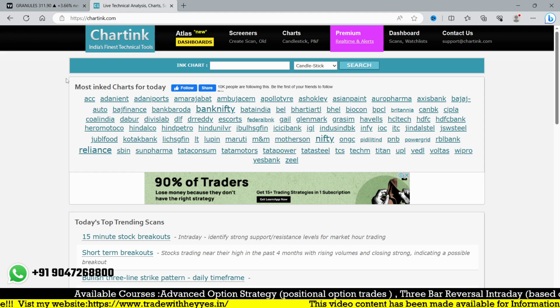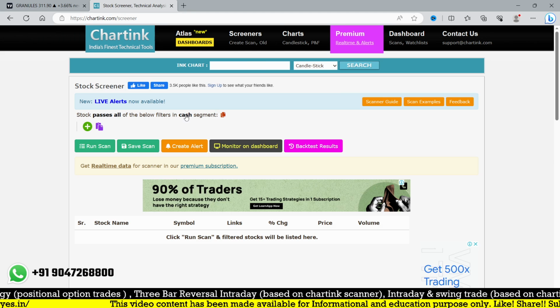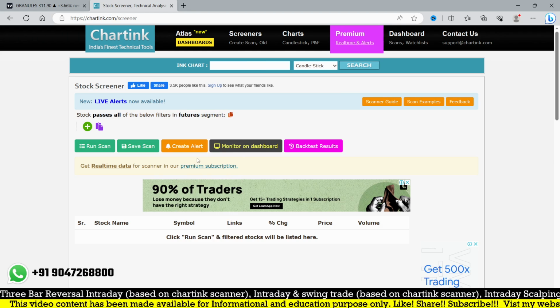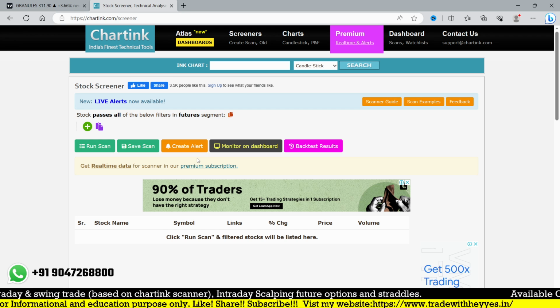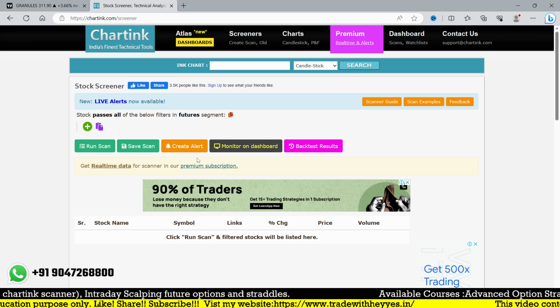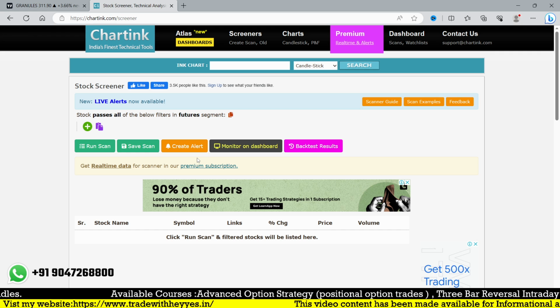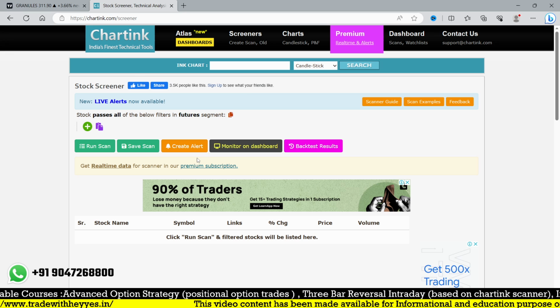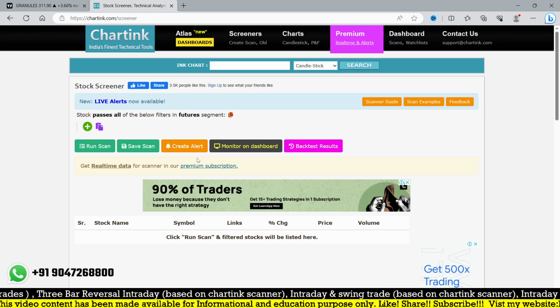Let me start with the scanner creation. I will go to create a scanner. It's a simple one-line scanner, but you can't find this particular customized indicator directly, because creating the customization of that particular Camarilla is very important. Only after that can you find it. If you check directly in the charting, that kind of scanner is not available.